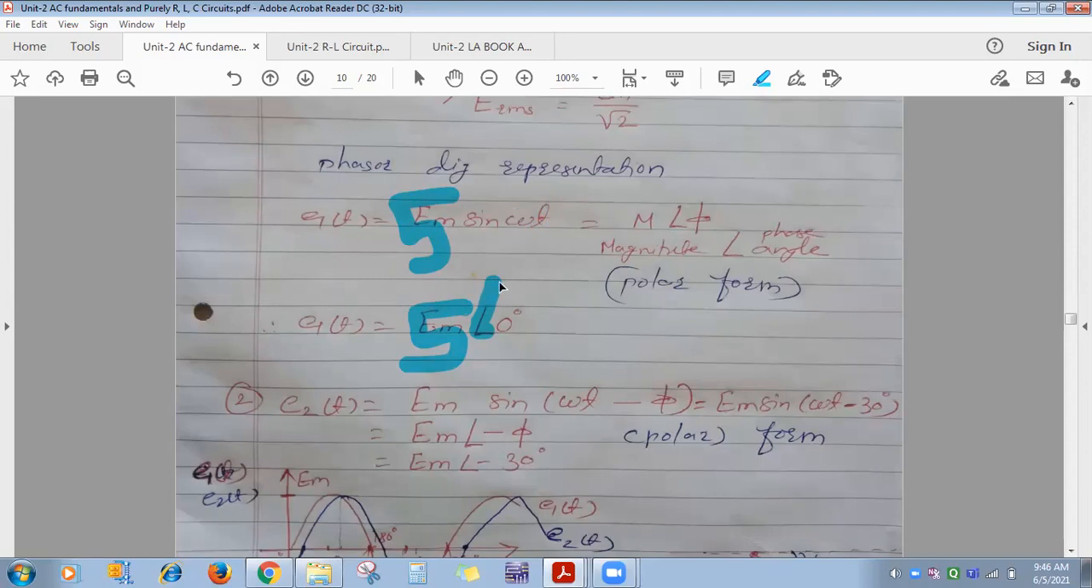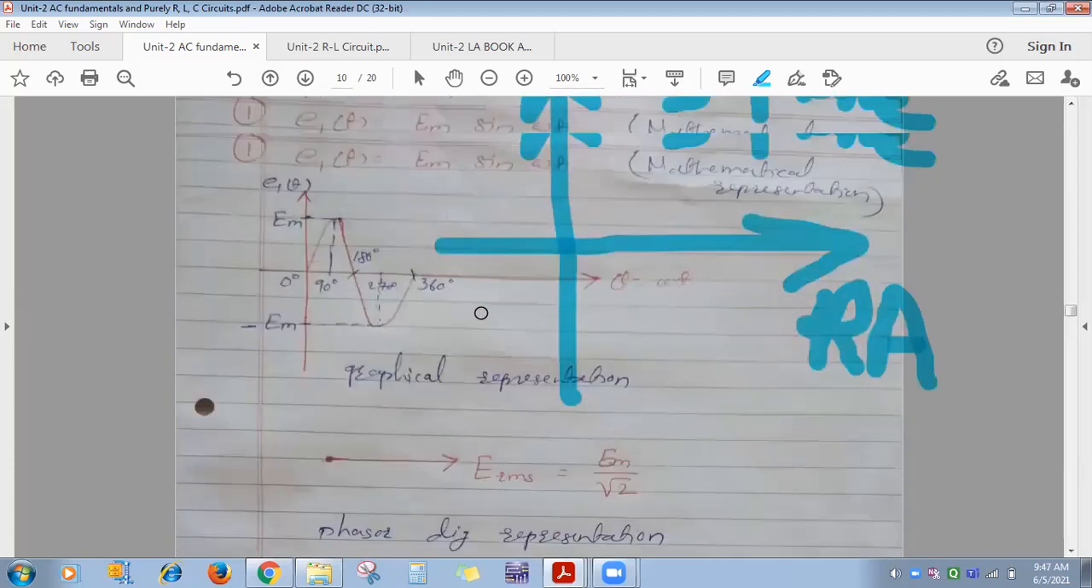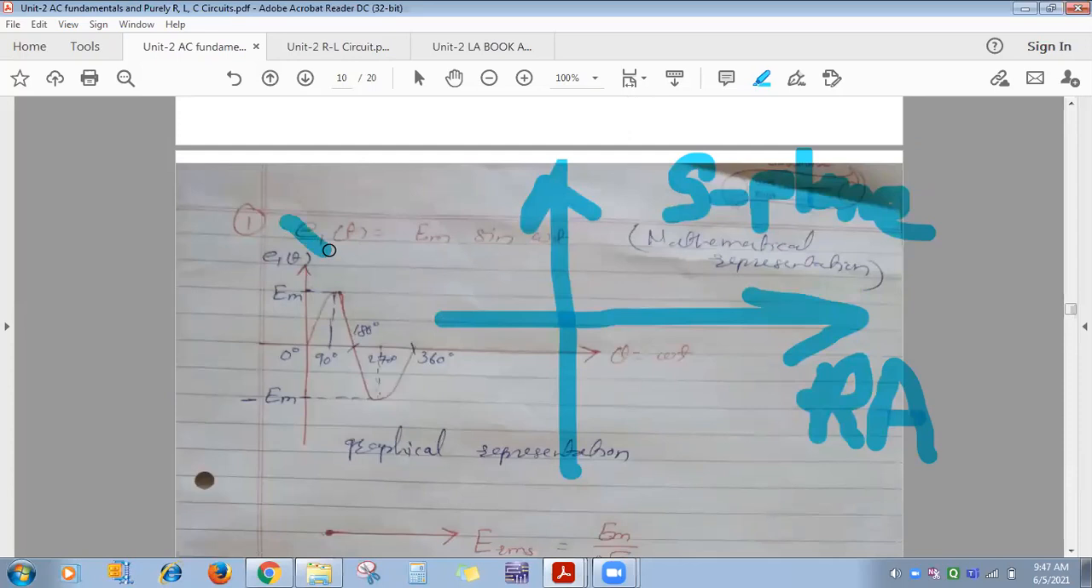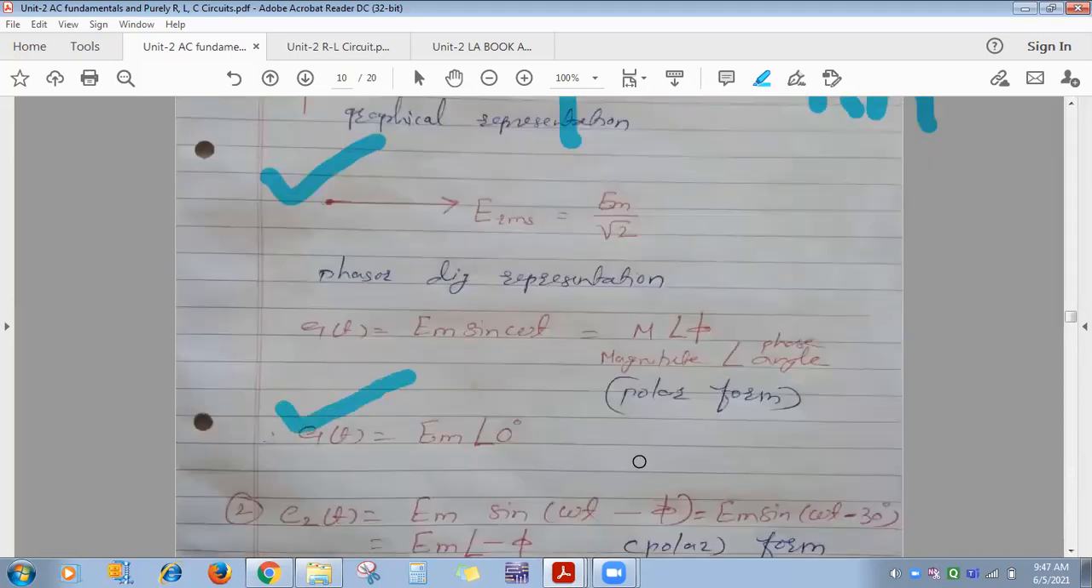So converting an instantaneous voltage equation to polar form is very easy. Magnitude and some angle. Magnitude is equal to peak or RMS, any you can take, and angle is whatever is given after omega t, that you can write. So this is about Em sin of omega t or Im sin of omega t. This is the mathematical expression, this is the graphical, this is the phasor diagram, and this is the polar form.